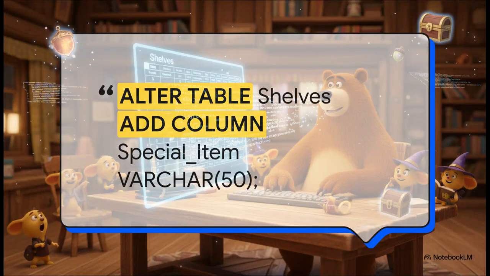And here it is, the magic spell. Grizzy types out this exact line of code. ALTER TABLE shelves tells the database which blueprint he wants to change. ADD COLUMN special_item says exactly what he's doing, adding a new column called special_item. And that last part, VARCHAR(50), just defines what can go in there, in this case, a short bit of text. It's a perfectly clear instruction.